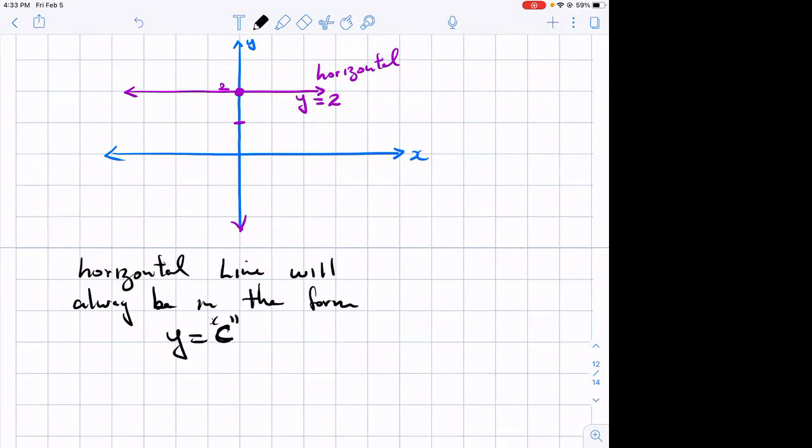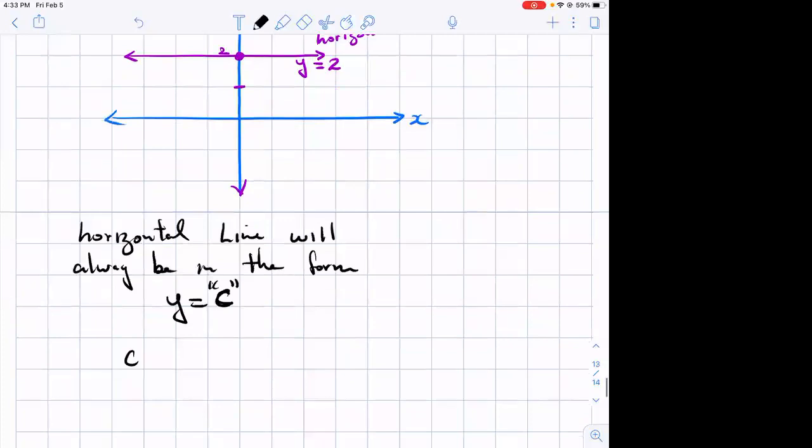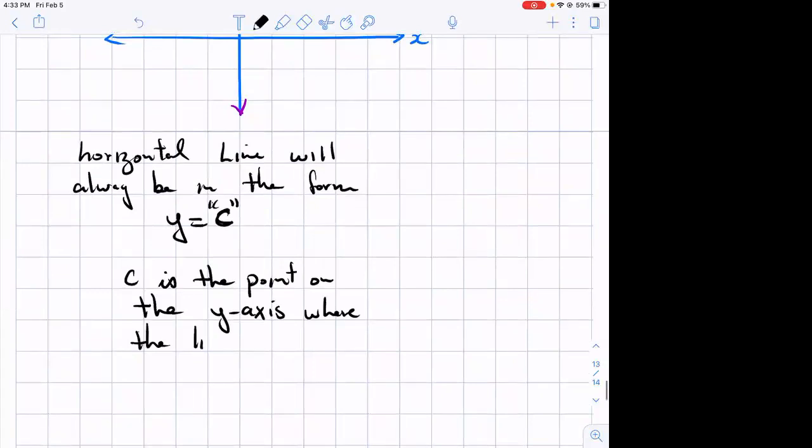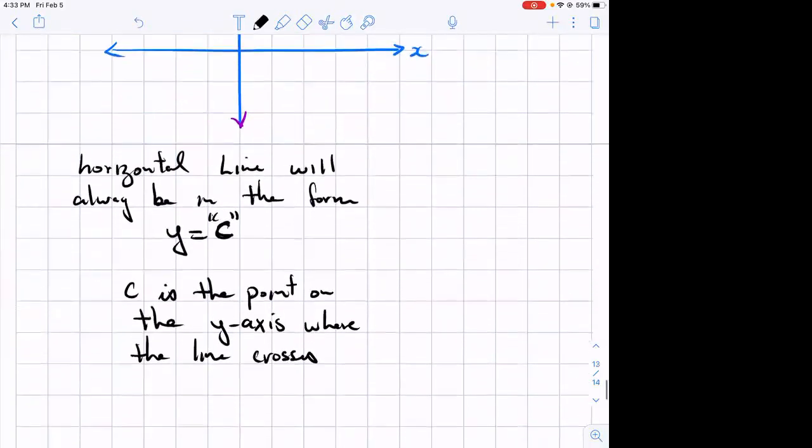C is the value where it crosses the y-axis. Okay, C is the point on the y-axis where the line crosses. So that's for a horizontal line.